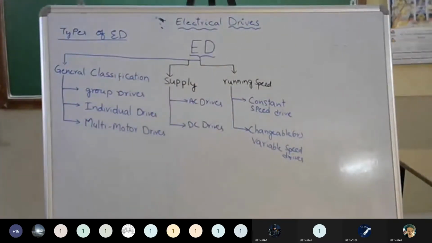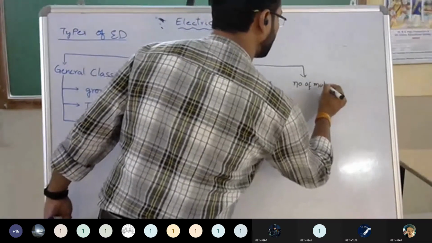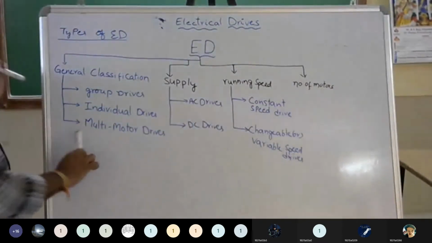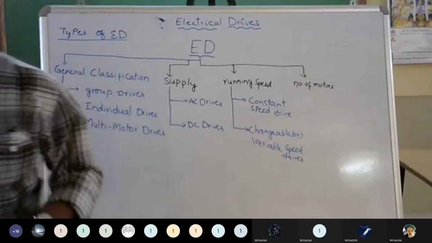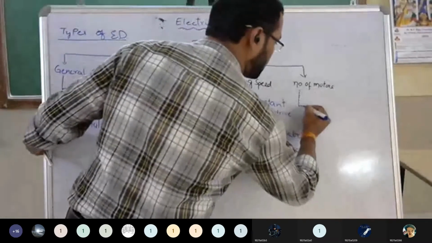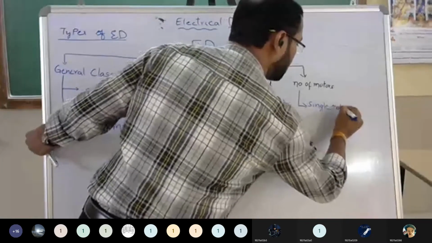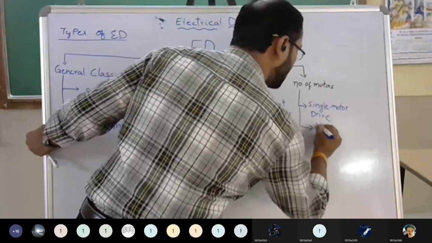Next, number of motors. What is the meaning of number of motors? Already we discussed multi-motor drives, so this also comes in that classification. If we use a single motor, it is called a single motor drive. If you use multiple motors, it is a multi-motor drive.